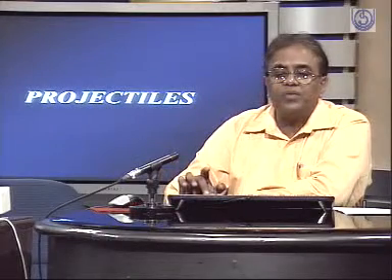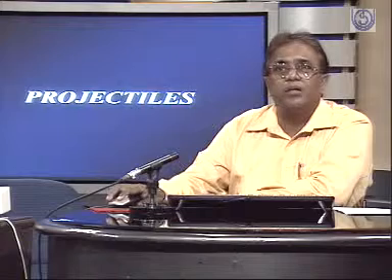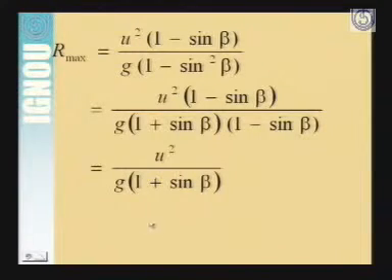Now we can also get another expression for the maximum range, because in u square by g cos square beta (1 minus sine beta), we can write cos square beta as 1 minus sine square beta, that is equal to (1 plus sine beta)(1 minus sine beta), and the 1 minus sine beta factors will cancel out. So we get another expression for the maximum range: R max is equal to u square by g (1 plus sine beta).